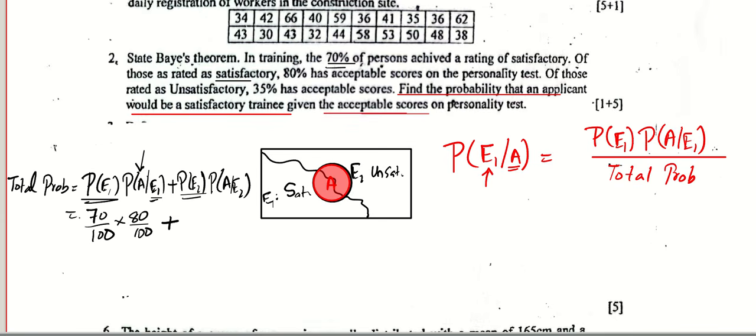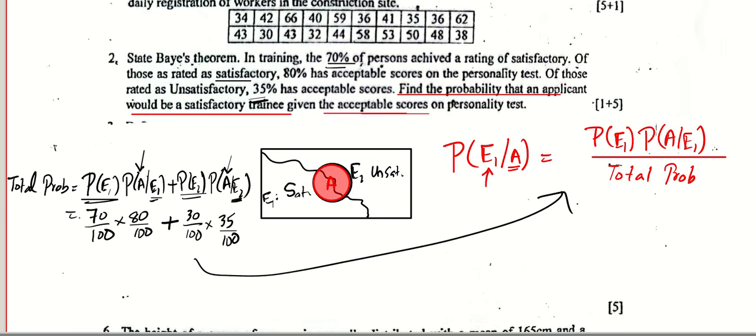Now what is probability of E2? Probability a candidate is unsatisfactory. That will be the complement of this. That will be 30 by 100. And probability someone has an acceptable score, given that he is unsatisfactory. How much? It's 35. That's it. Now plug in all these values and you'll get it.